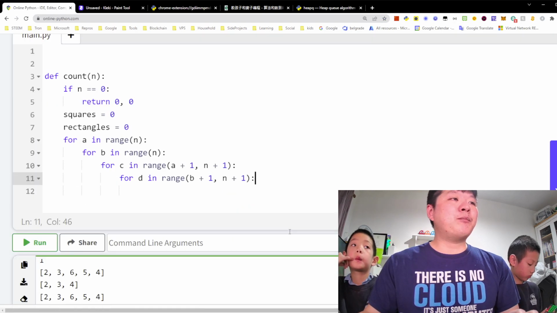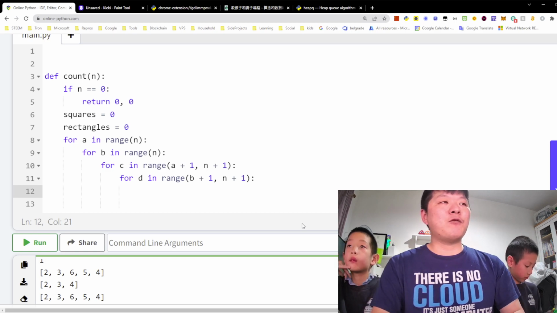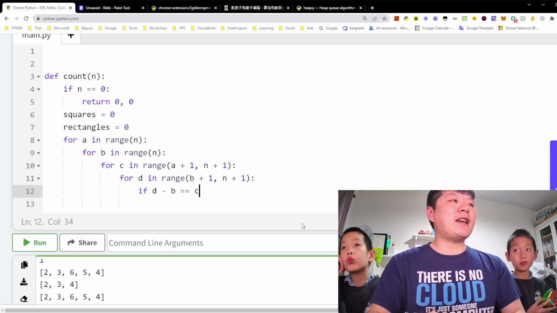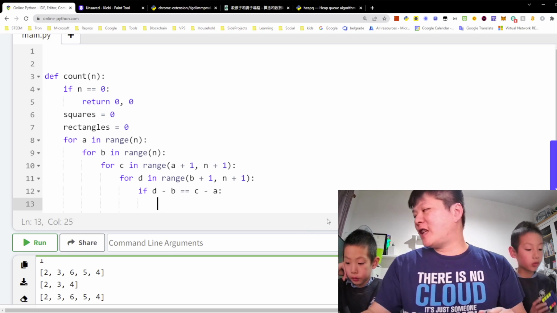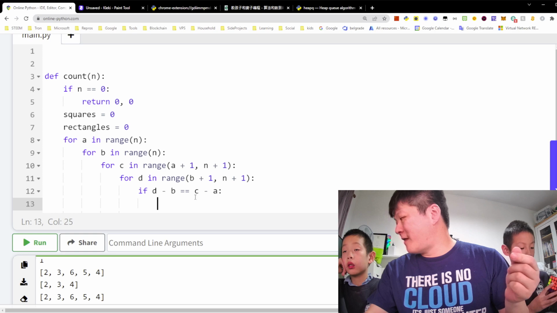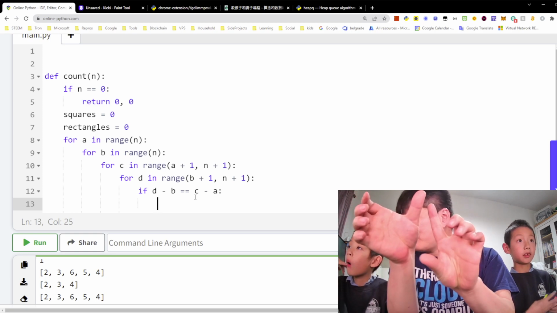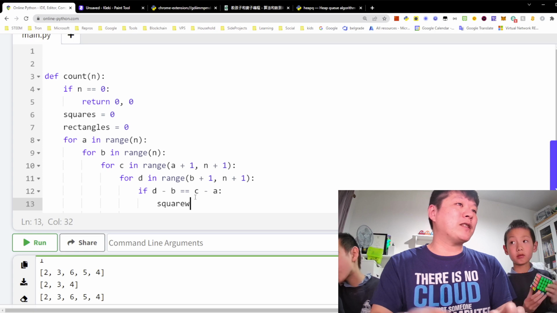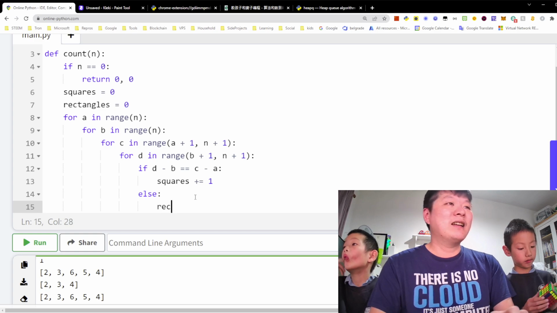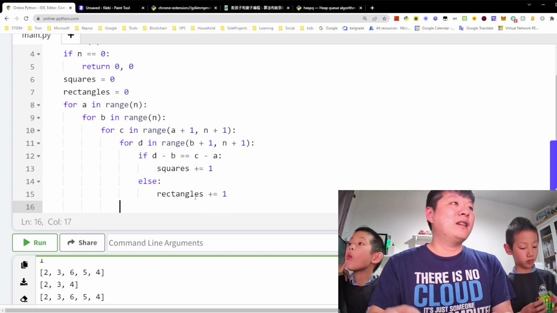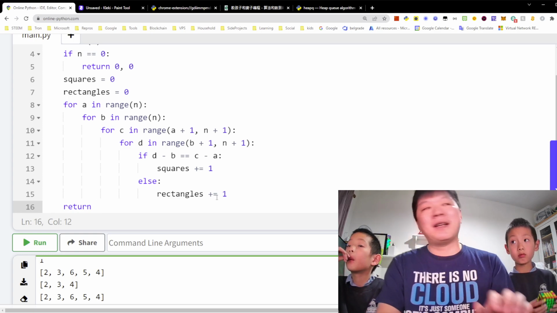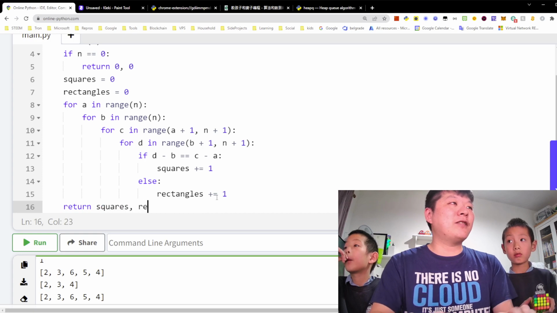Okay, and now we iterate all possibilities. If D minus B equals C minus A, that would be a square, right? Because both sides are equal. So in this case, squares plus equals 1. Otherwise, it's a rectangle. Rectangles plus equals 1. Then I have to return. Let's just return for a single side, and we can multiply by 6. So return the squares and then rectangles.